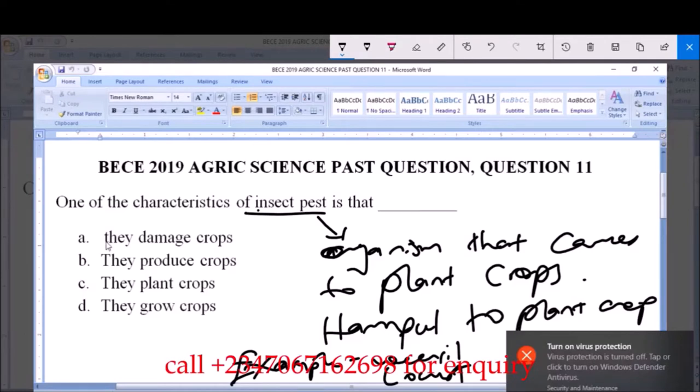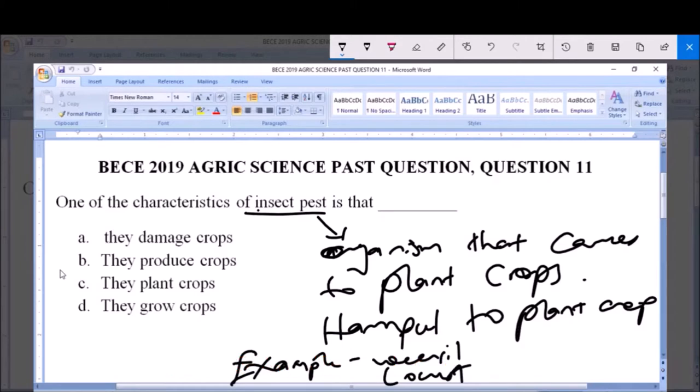Now one of the characteristics of insect pests is that A, they cause what? They damage crops, which is very correct. B says they produce crops, no. C says they plant crops, no. And D says they grow crops, no. So the correct answer to this question is A, insect pests damage crops.